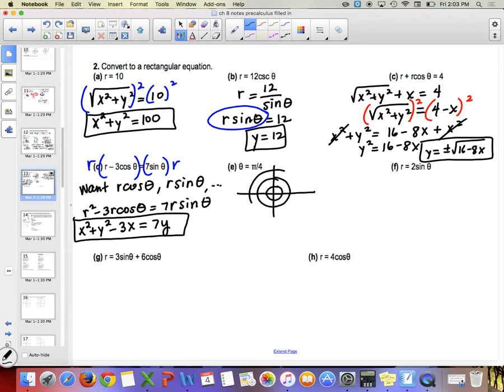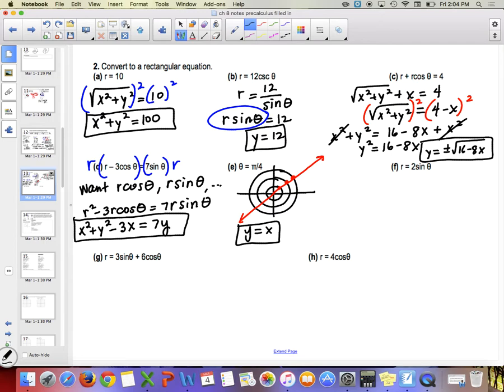Okay, so with our polar coordinates, we have theta is equal to pi over 4. That means every single radius that we have, our angle is pi over 4, even for negative radii. So we have that. And we know what that equation of the line is. It's just the equation of the line y equals x. That is the easiest way to do this problem.